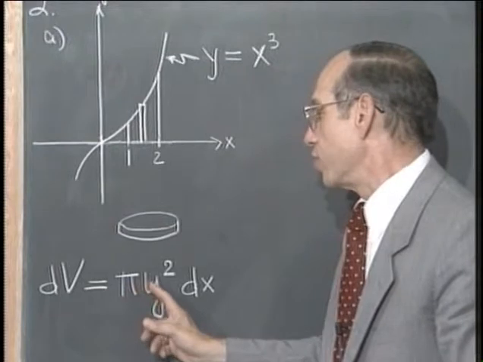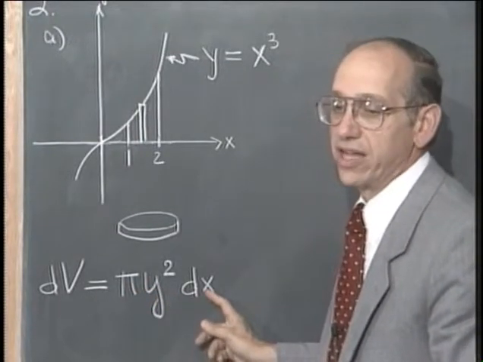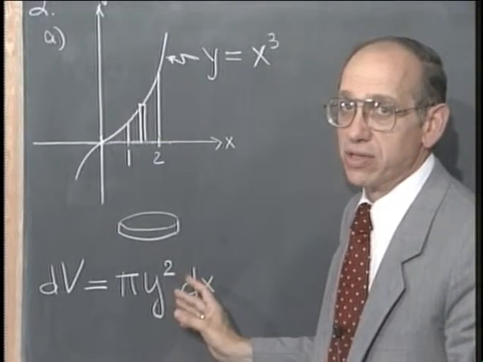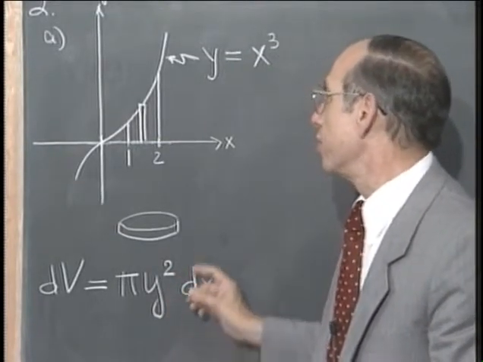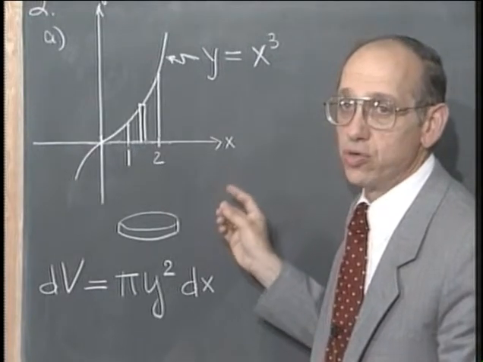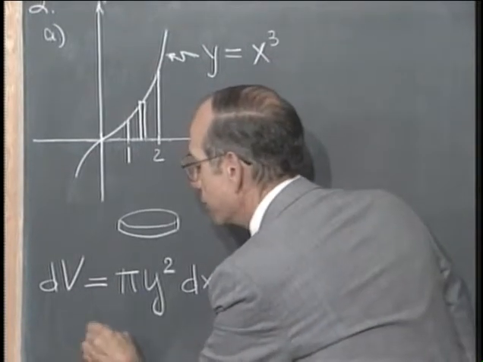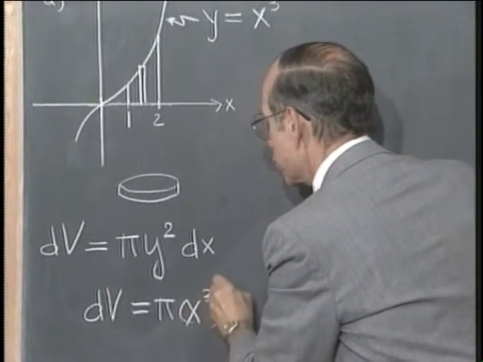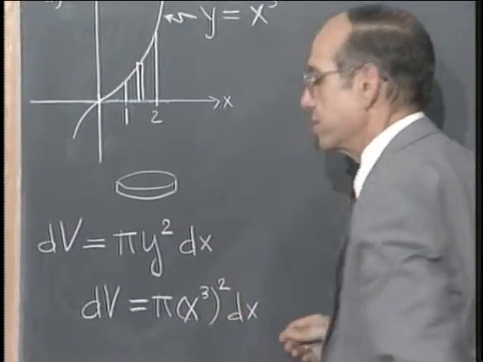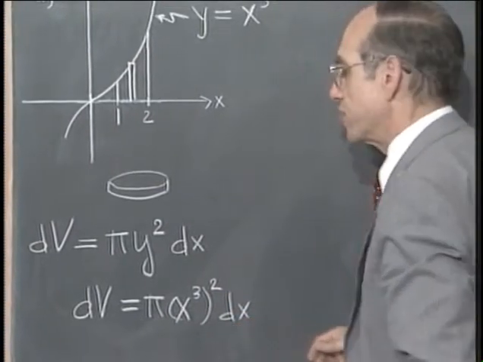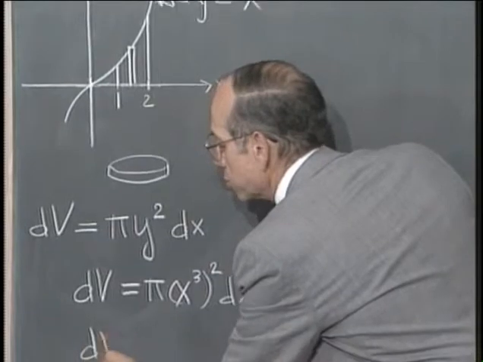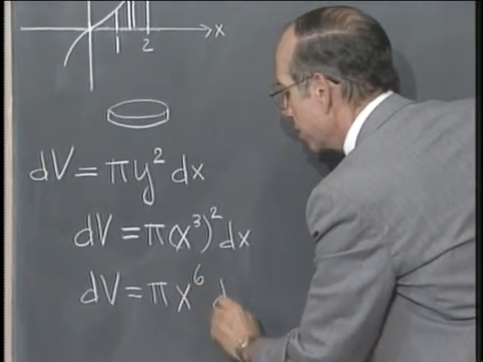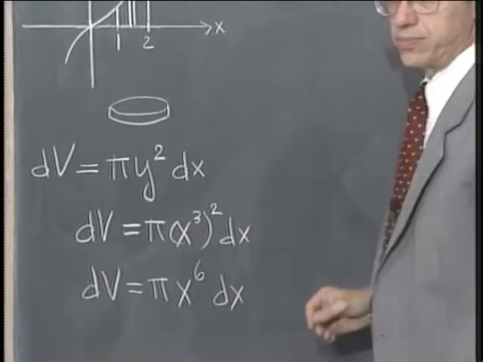Of course, this involves y squared and dx, and we're going to have to express everything in terms of x. But that's easy, because we know that on this curve, y is equal to x cubed. Hence, our differential of volume is pi times x cubed squared dx. X cubed squared is x to the 6th. So dv is equal to pi times x to the 6th times dx.